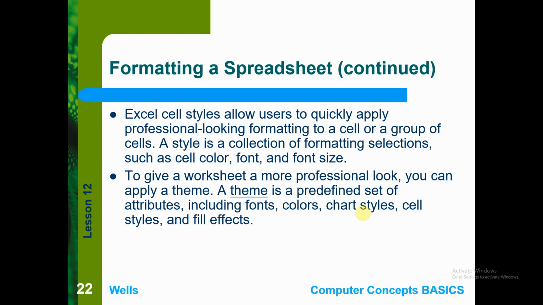So Excel cell styles allow users to quickly apply professional looking formatting by having a style. This style is a collection of formatting selections: cell color, font, and font size. So to give a worksheet a more professional look, you can apply a theme. A theme is also a predefined set of attributes including fonts, colors, chart styles, cell styles, and fill effects.